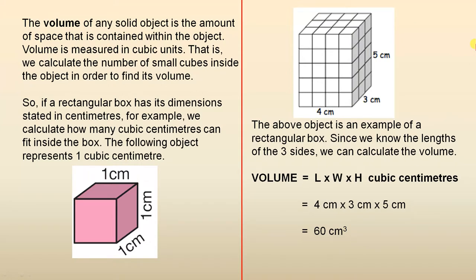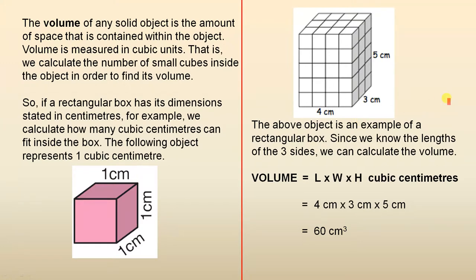So, if a rectangular box has its dimensions stated in centimetres, for example, we calculate how many cubic centimetres can fit inside the box. The following object represents 1 cubic centimetre. This is the easiest example of a cubic centimetre. It is actually a cube where the three sides are all equal. So that represents 1 cubic centimetre. You can have other shapes, but as long as the volume is 1 cubic centimetre.